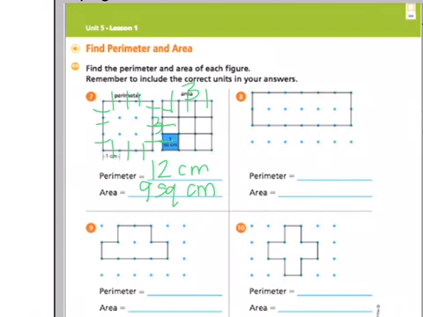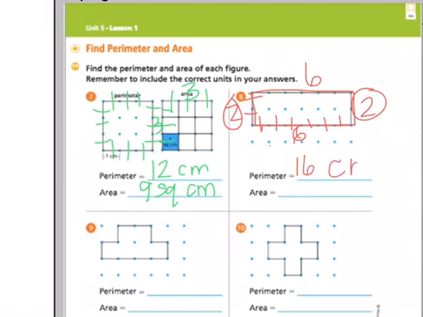What is the perimeter? What is the area? So keeping in mind, again, perimeter is the distance around a shape. So 1, 2, this side is 2. 1, 2, 3, 4, 5, 6. This side is 6. This side is also 2. This side is also 6. So adding up 6 plus 6 is 12. 2 more. Adding in this 2 is 14. Adding in this 2 is 16 centimeters.